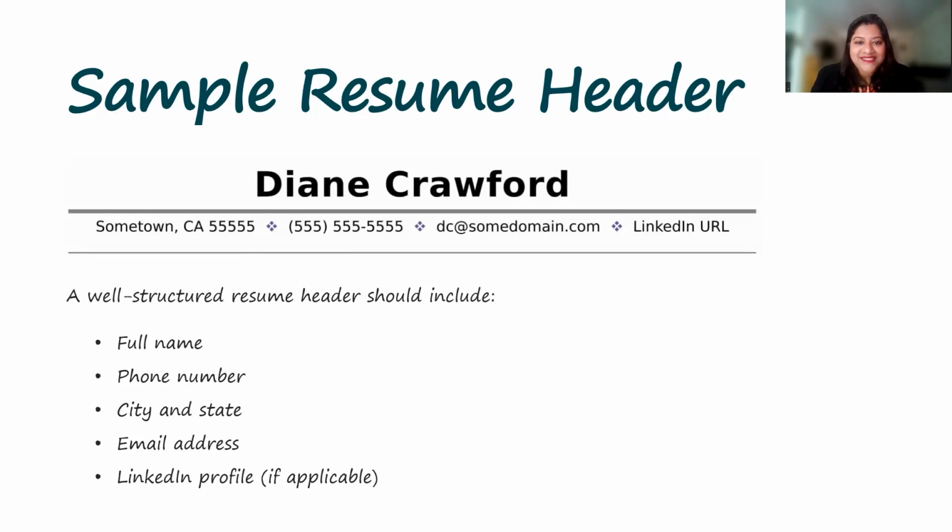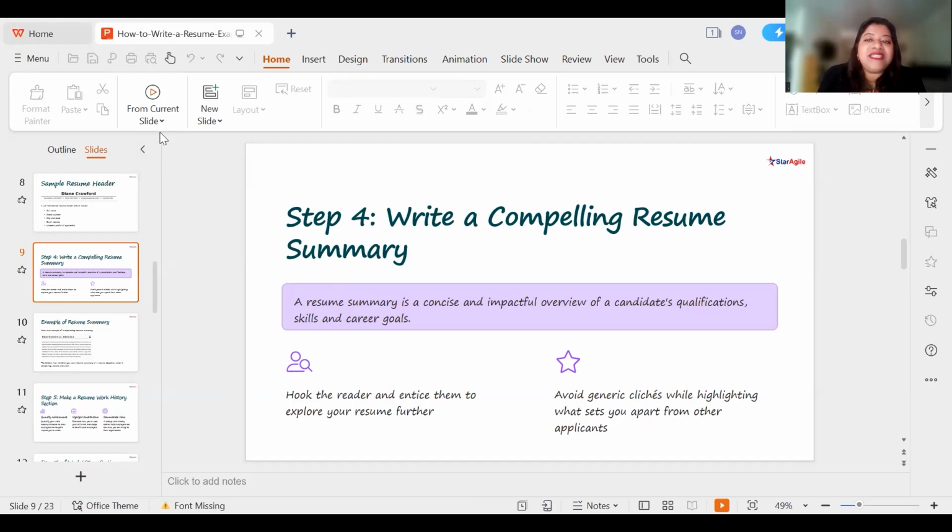Step number 4 is writing a compelling resume summary. Now, what is a resume summary? If you all can share your responses in the comment section. What do you think is a resume summary? So, a resume summary acts as a hook line which attracts the recruiter or the hiring manager towards your resume. And hence, it is important that it is interesting, simple, and concise. It's very important that our resume summary is an impactful overview of our qualifications, skills, and career goals.